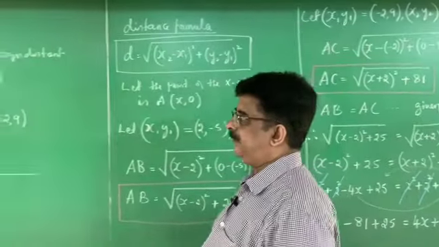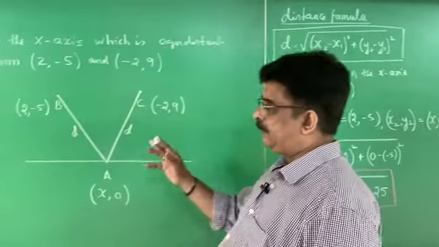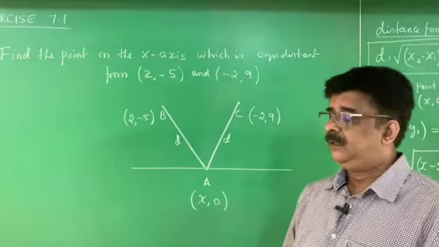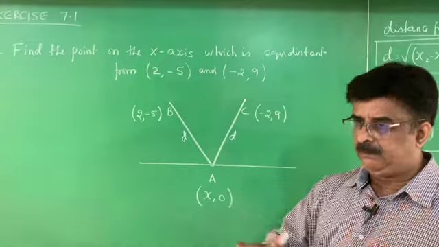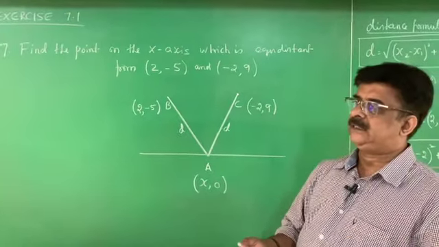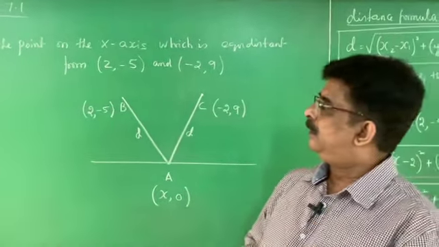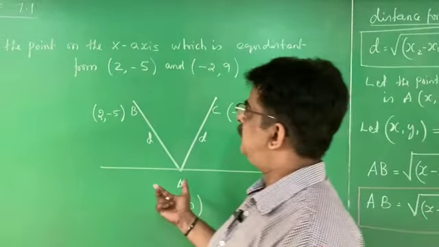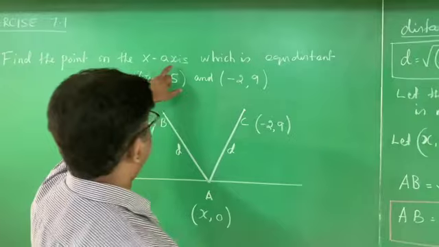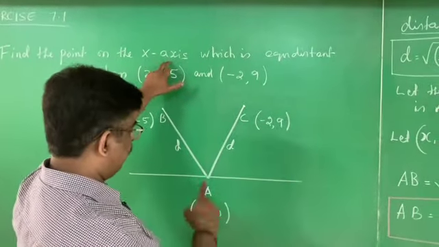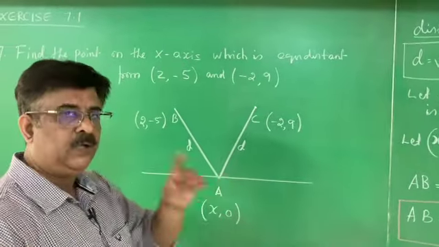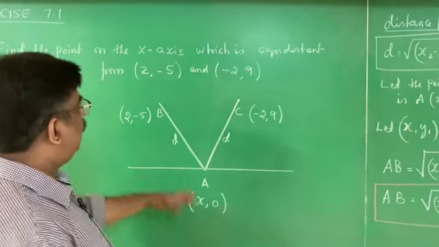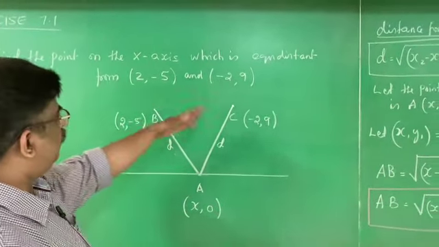The problem is very simple and very important. This type of problem you can expect in the public examination. 3 marks. If you have to apply the distance formula only once, it is 2 marks. If you have to apply the distance formula twice, it is 3 marks. Easy it is. Find the point on the x-axis. Understanding: if any point is on the x-axis, its y coordinate is 0. Therefore, I take the point as x comma 0, which is equidistant from the two points.